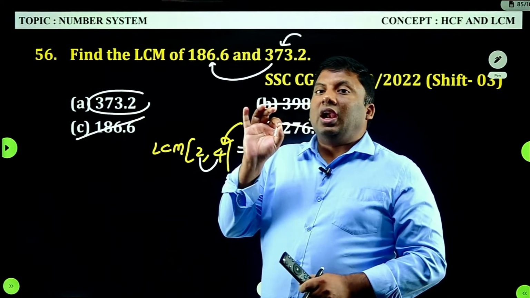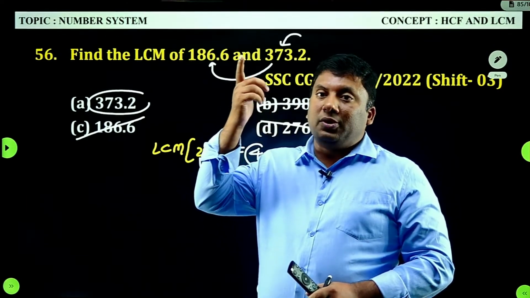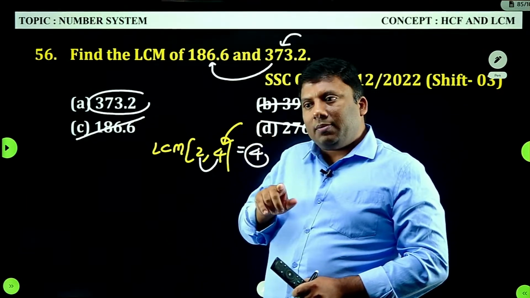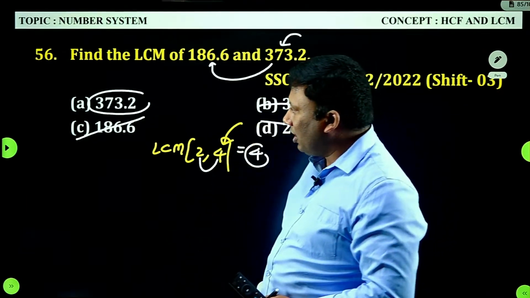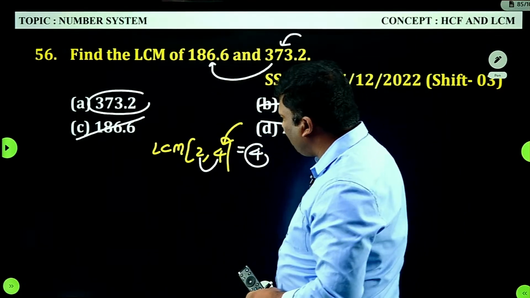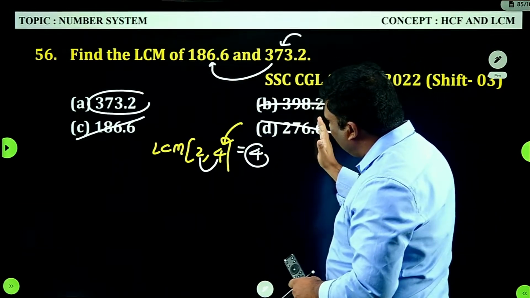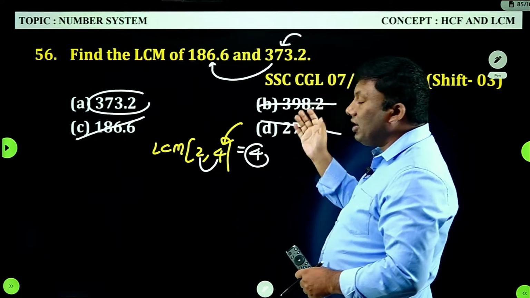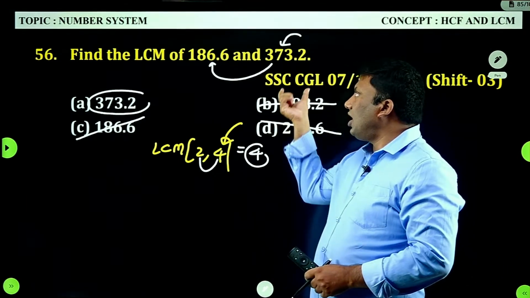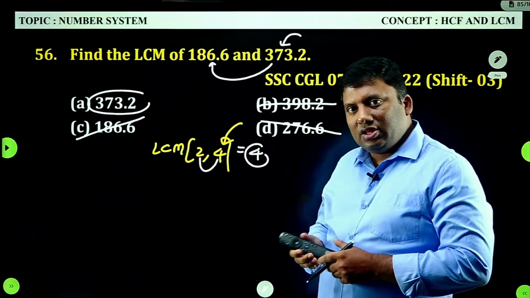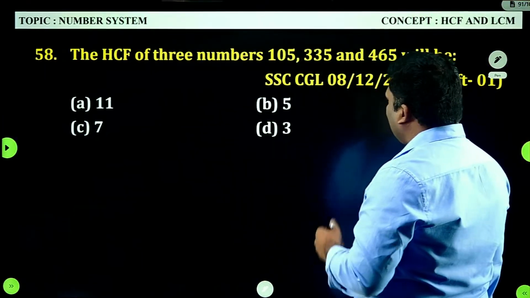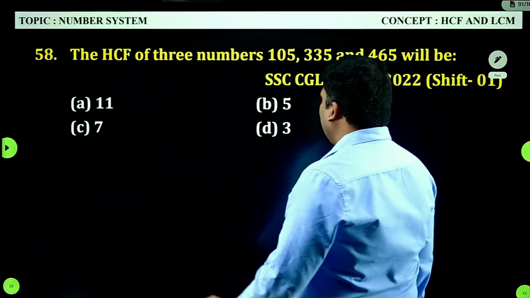LCM means the largest number or the multiples of the largest number. HCF means the smallest number or the factors of the smallest number. The answer cannot be less than 373.2. Answer cannot be C and D. Answer cannot be 398.2. Why? Because this is not a multiple of this number. This is why you should get into right learning from the right teachers.